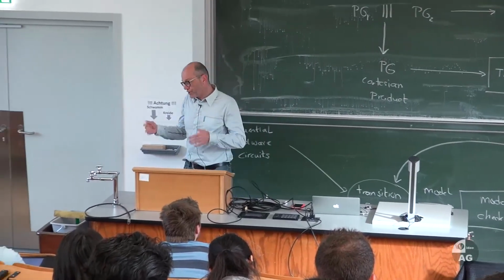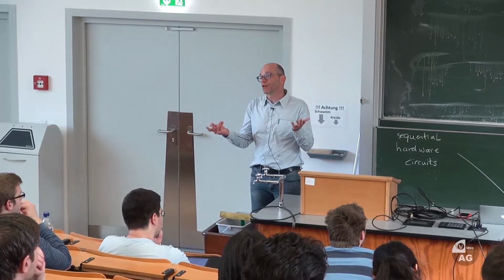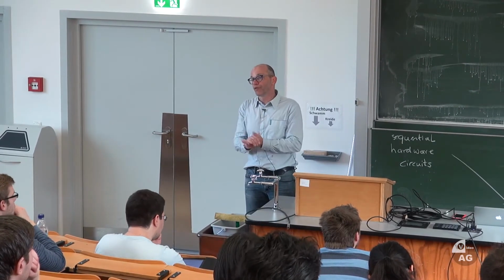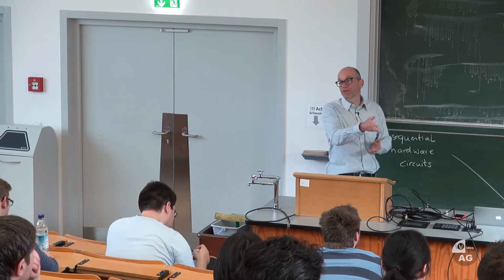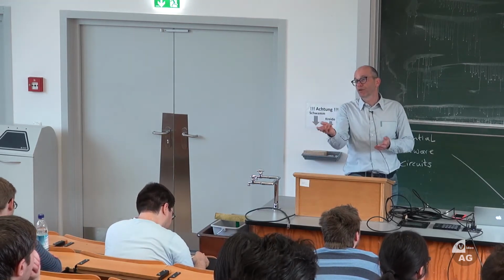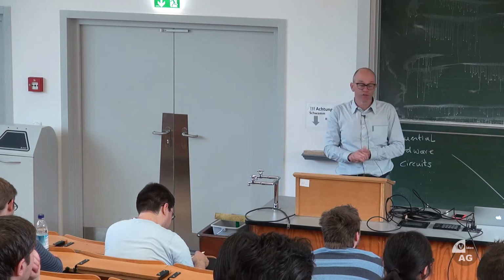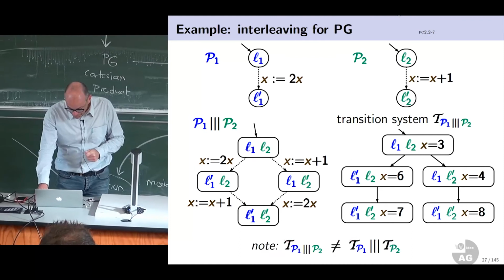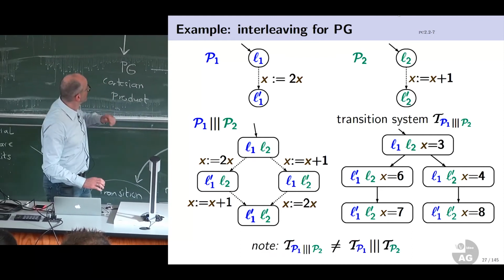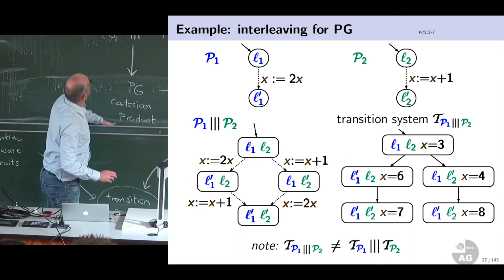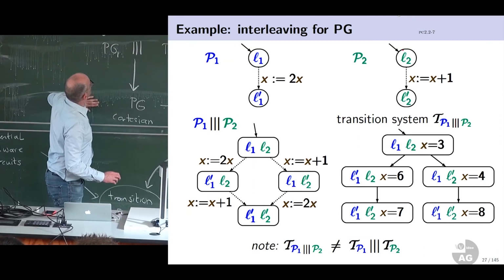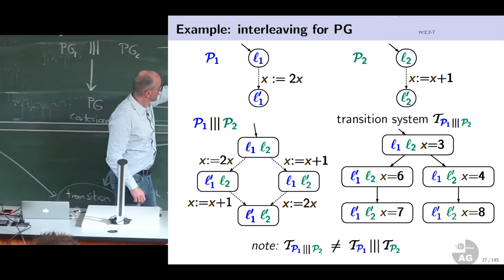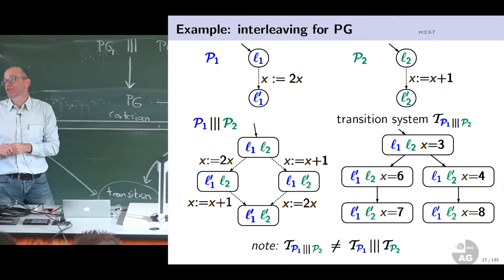So you can view shared variables as a kind of communication. It's not a real communication, but of course it's a kind of common variable to all threads. And one thread can read this variable, the other thread can write this variable, so it's a way of communicating, in some sense, values between threads. Okay, so that's what I just explained. The transition system of P1 parallel P2 is not necessarily the same as the one that we have just seen here.